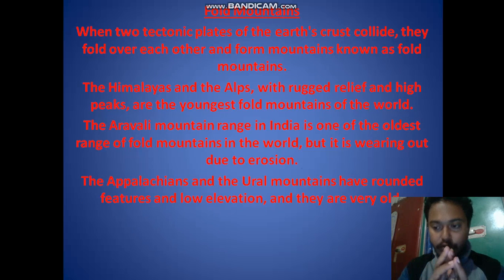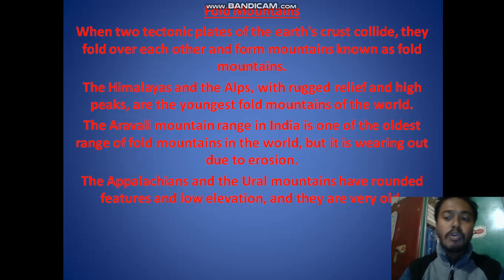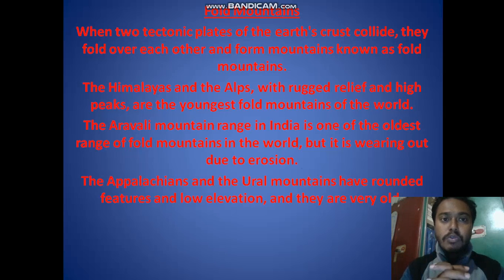Now there are three types of mountains: fold, block, and volcanic. Number one is fold. Fold mountains form when two tectonic plates collide, and because of that some parts go down and some parts go up and become a mountain. It is known as a fold mountain because it is a little bit folded. So when two tectonic plates of the earth's crust collide, they fold over each other. Some go up, some go down, and this way they make fold mountains.